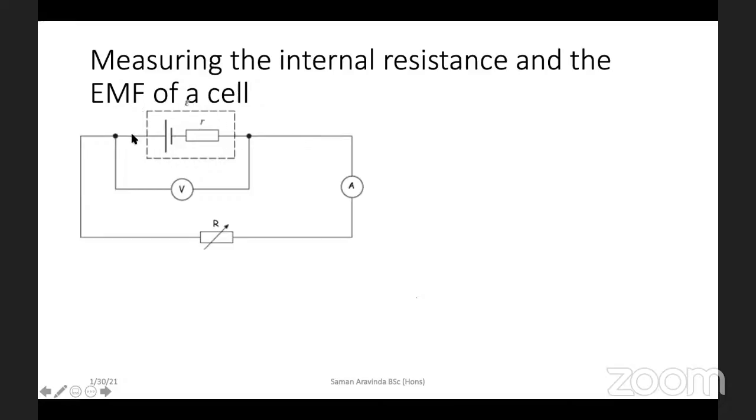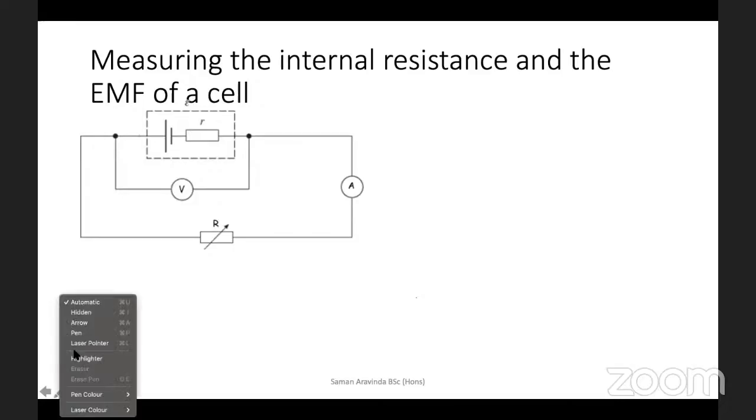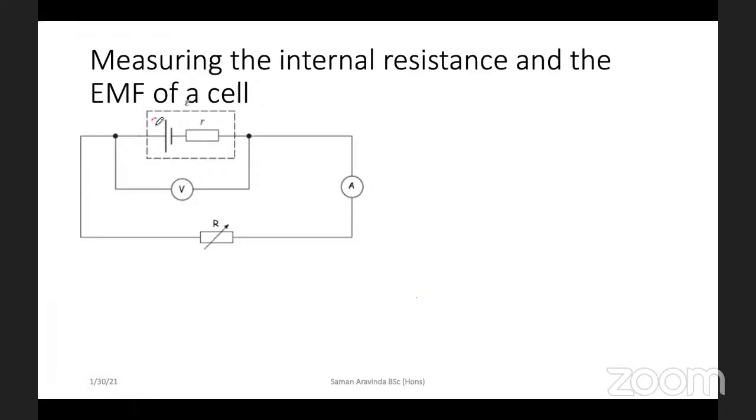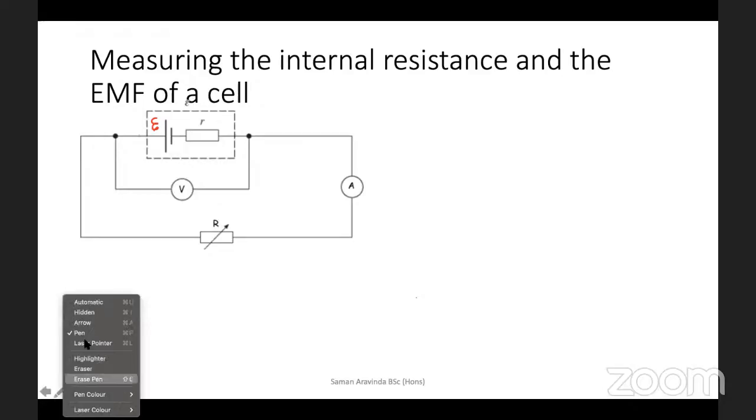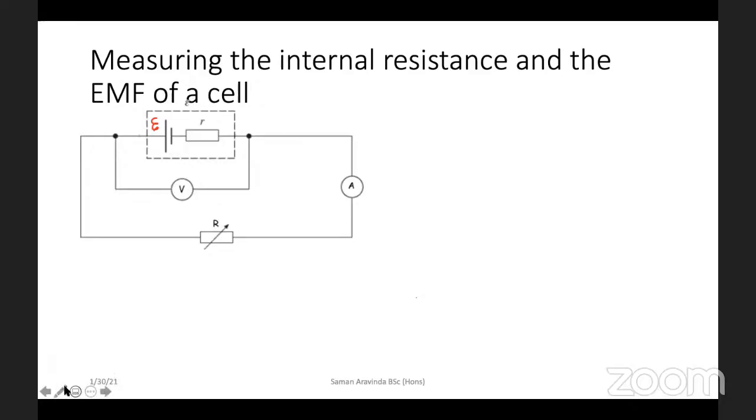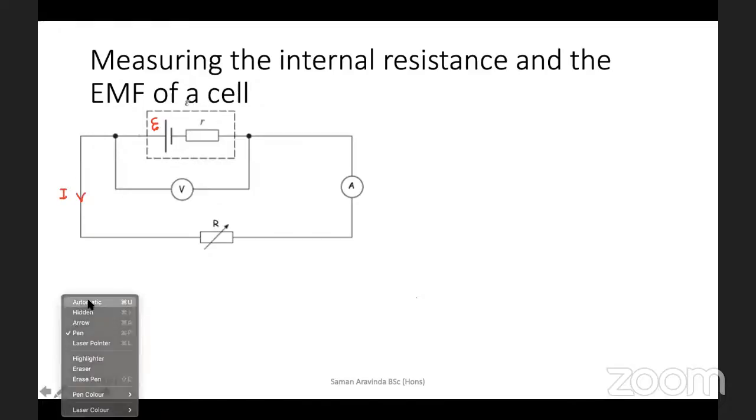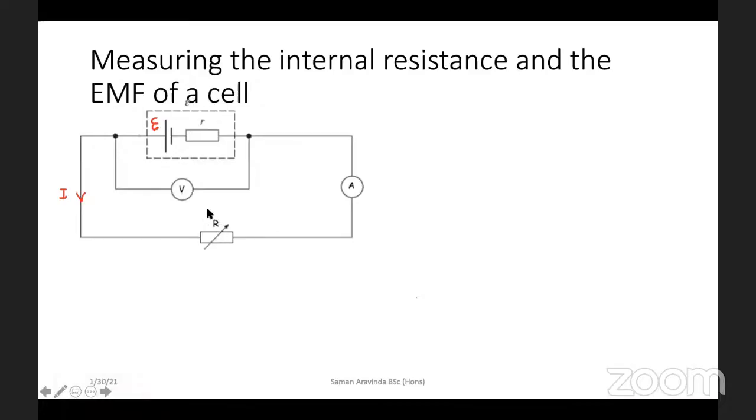Here I connect the battery. This dashed line box is representing the battery with an internal resistance r and EMF epsilon. Let me draw the epsilon here. There is an EMF of epsilon, and say there is a current I passing through this circuit. There is also a variable resistor here. So why do I have a variable resistor? So I can control the current in the circuit.